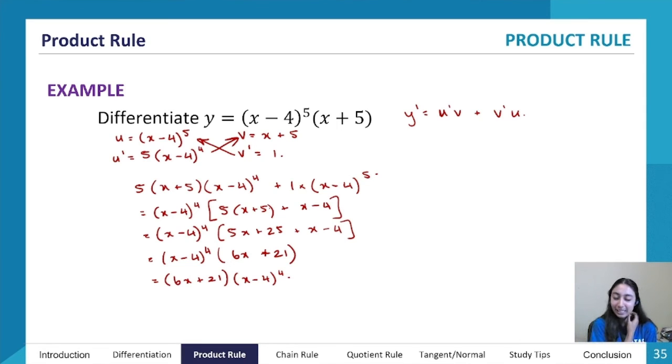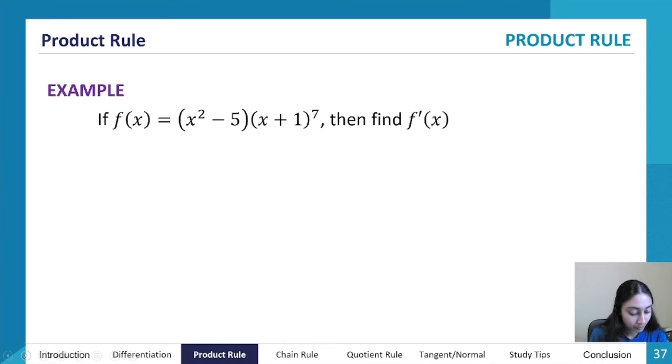So it's definitely a little bit more disgusting than the questions that I've given you so far, but it's still achievable, right? I'll give you another example. Here we go. So if f of x is equal to x squared minus 5 times x plus 1 to the power of 7, then find f dash of x. I'm going to give you a minute to try this on your own, okay?